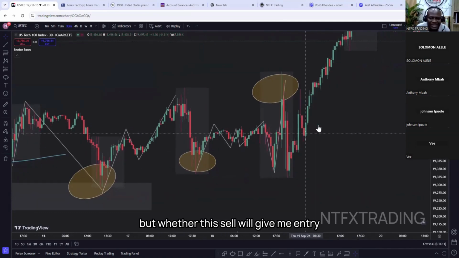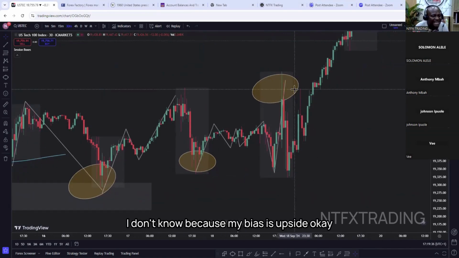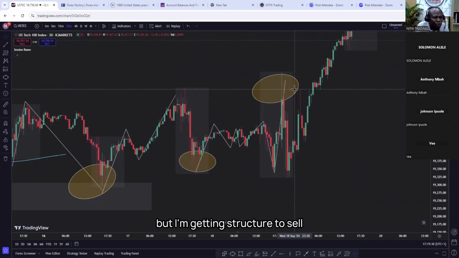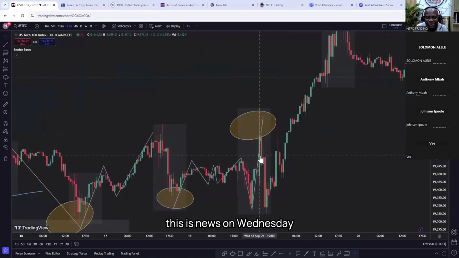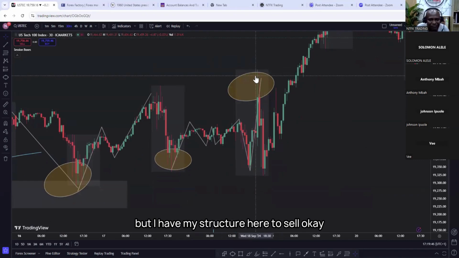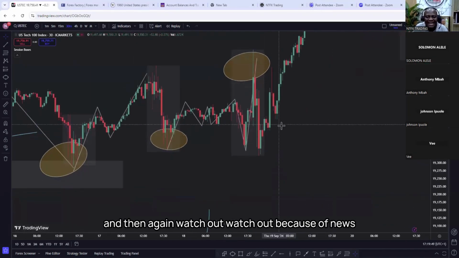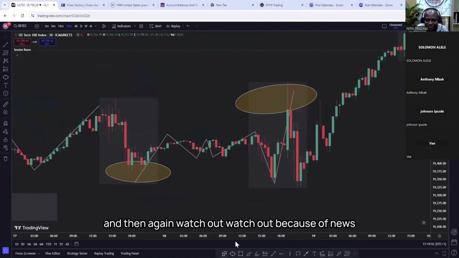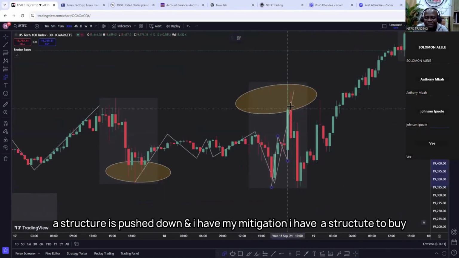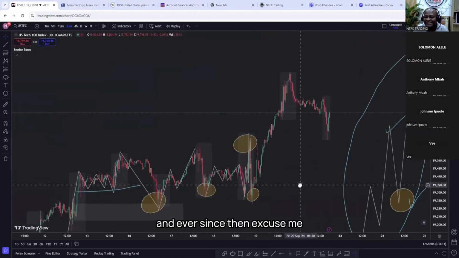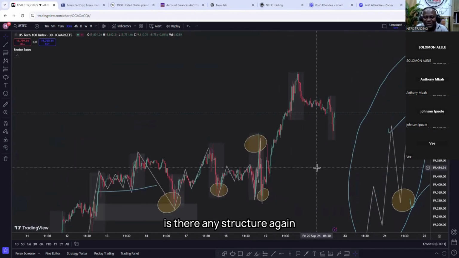I'm going to sell here. But whether this sell will give me entry, I don't know, because my bias is upside. But I'm getting structure to sell. You remember this is news on Wednesday, FOMC. But I have my structure here to sell. And then again, watch out. Because of news, the structure is pushed down, and I have my mitigation. So I have a structure to buy here again. And ever since then, is there any structure again?